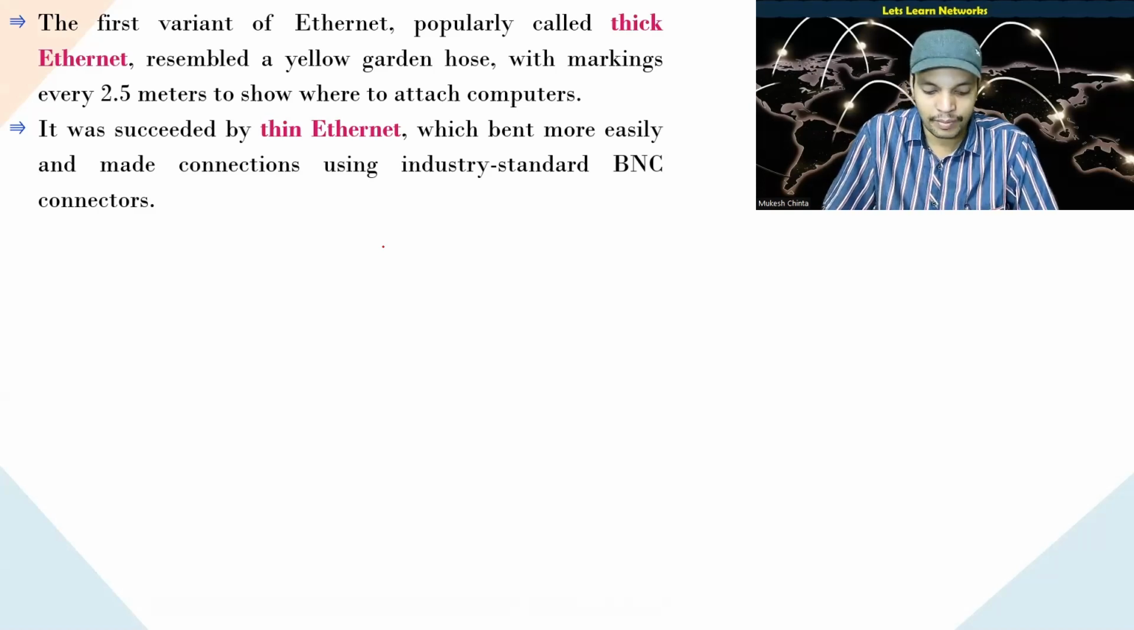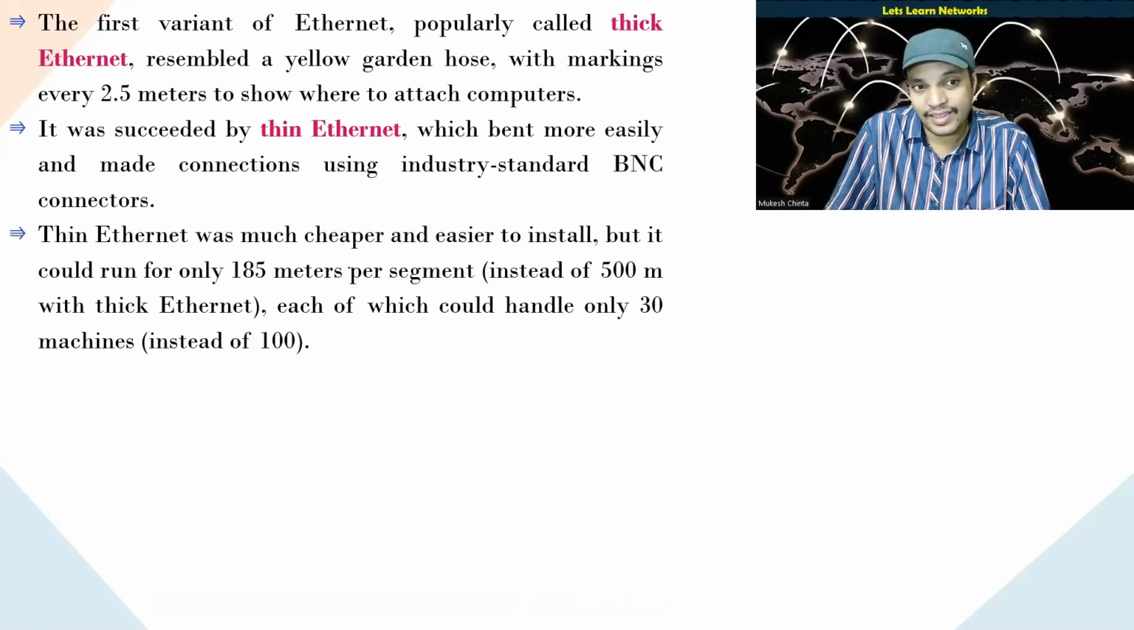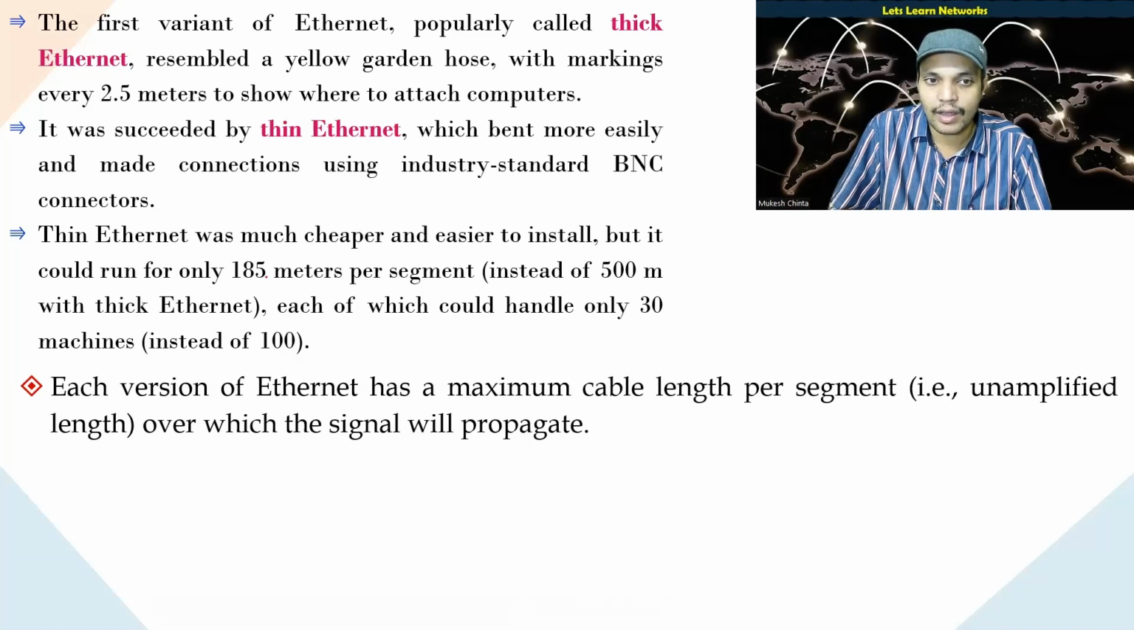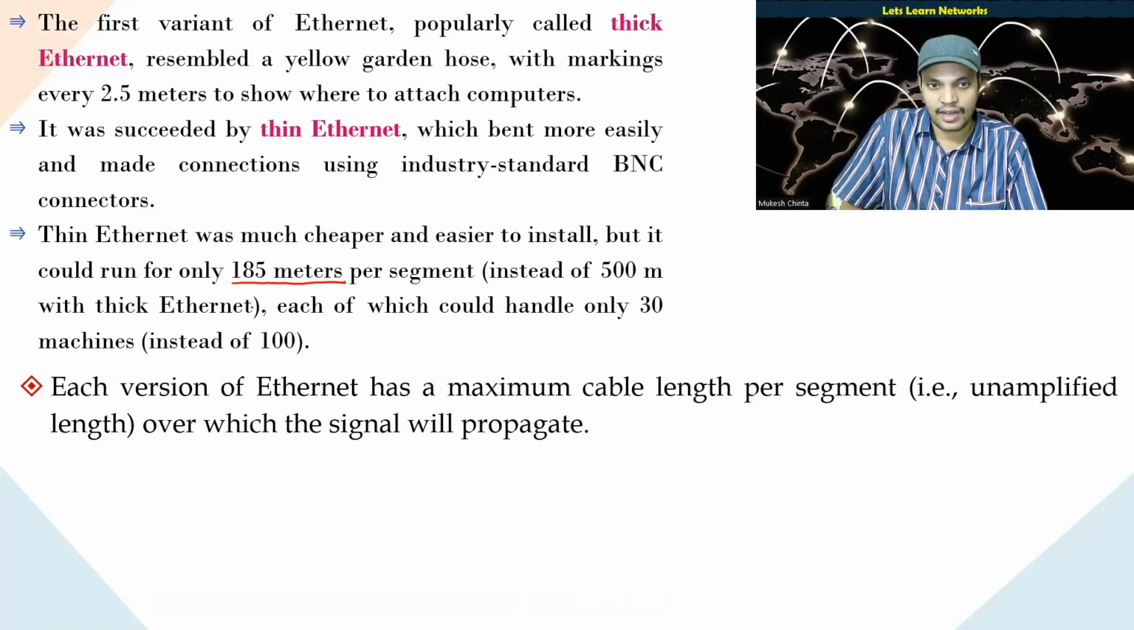It uses standard BNC connectors, or British Naval connectors, or Bayonet Neill-Concelman connectors. But there is a difference between thick Ethernet and thin Ethernet. Though thin Ethernet is cheaper, easier to install, and flexible to work with, it could run only 185 meters per segment. The maximum segment length for thin Ethernet is 185 meters, compared to the 500 meters of thick Ethernet.